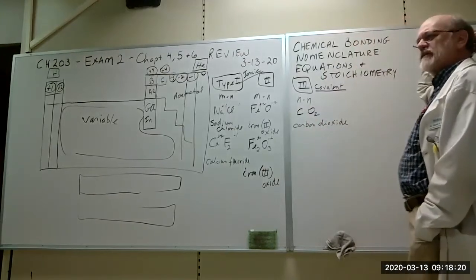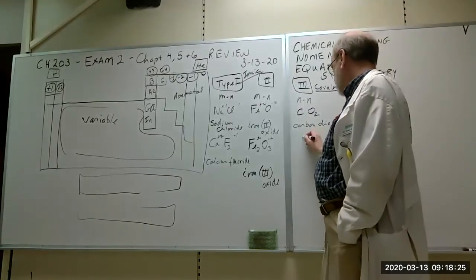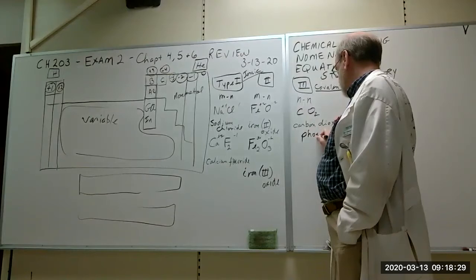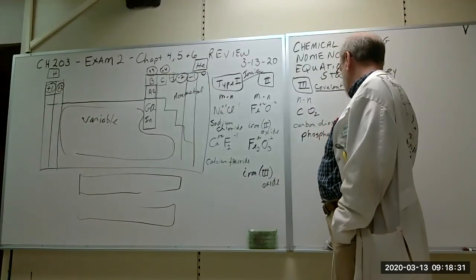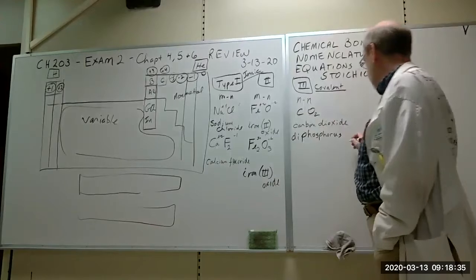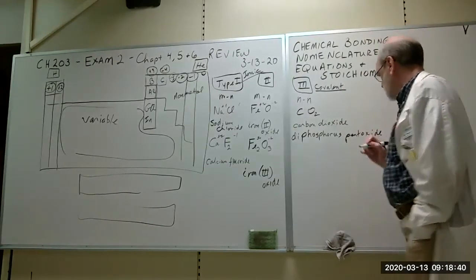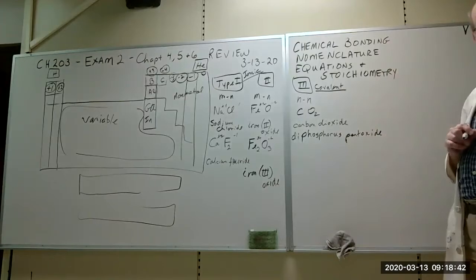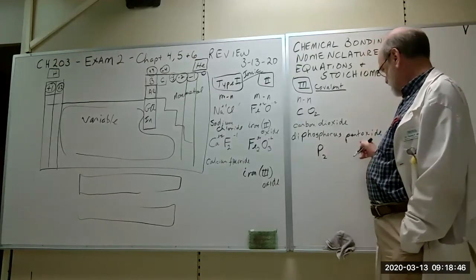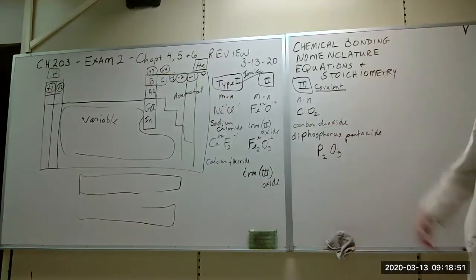Okay, so let's say we have this one. And it's complicated a little bit. Diphosphorus pentoxide. Okay, how would we write that one? Just have a 2 here. Like that, and you're done.